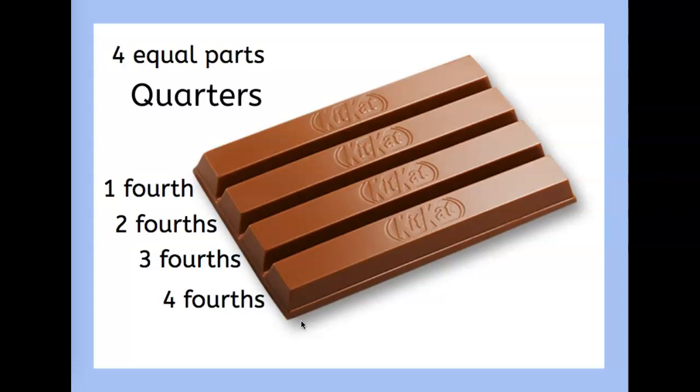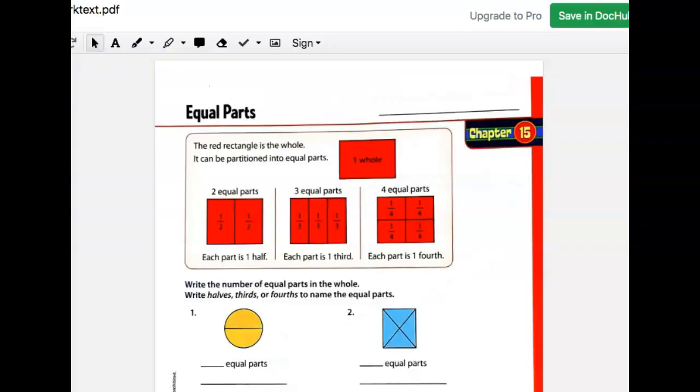Let's now move on to our work text. Open up to page 247. Page 247, equal parts. We learned today that when we split up one whole into equal parts, then each part will have a name. So here we have one whole rectangle, and it can be split up into equal parts. If we split it up into two equal parts, then each part will be called 1/2. So that's 1/2, and this is also 1/2.